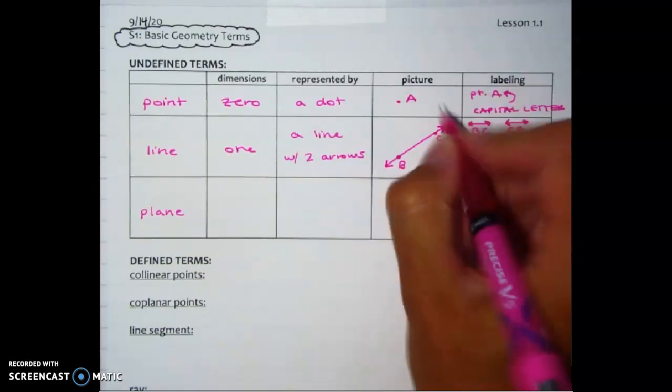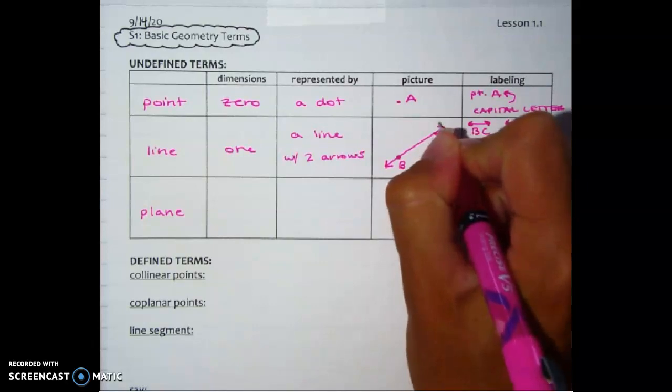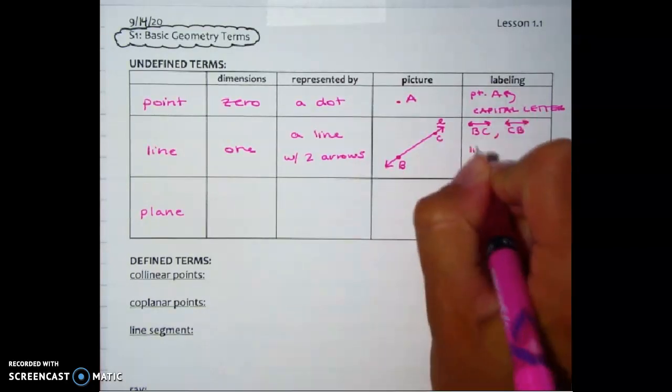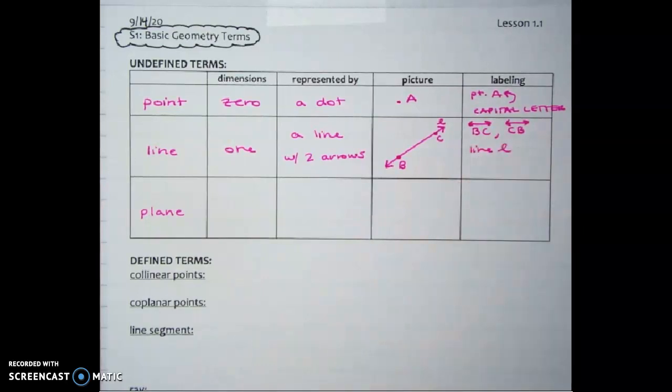So if, off on the edge, like by one of the arrows, I put a cursive L, that's a lowercase cursive L, you can also refer to this as line L. Okay, you can never use a lowercase letter to label a point, but you can use it to name an entire line. So either of those are options.